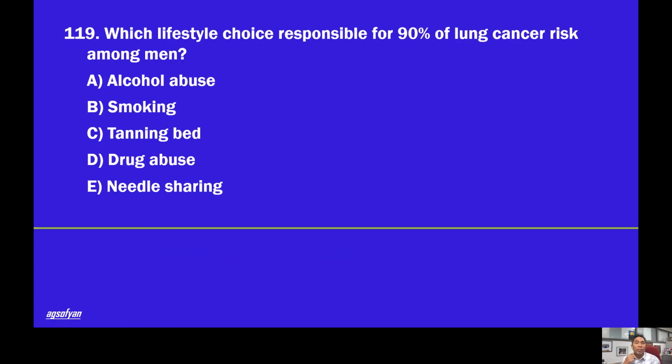119. Which lifestyle choice is responsible for 90% of lung cancer risk among men? Alcohol abuse, smoking, tanning bed, drug abuse, or needle sharing? Choose your answer. Yes, because this is the lungs, which are connected with the air, and a smoker actually takes in a lot of bad air from the cigarette. There are many poisonous chemicals that can cause lung cancer.